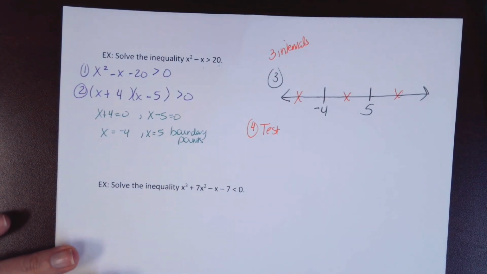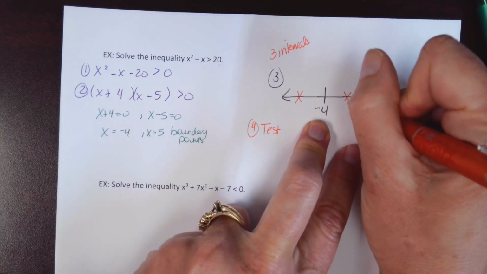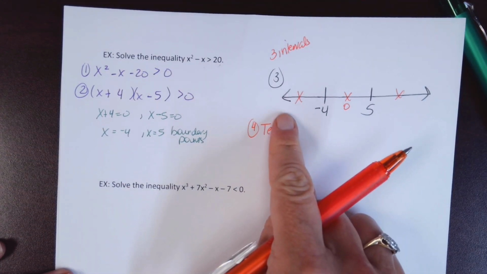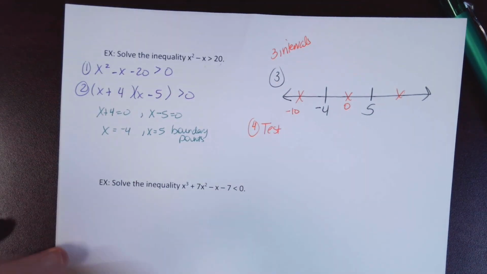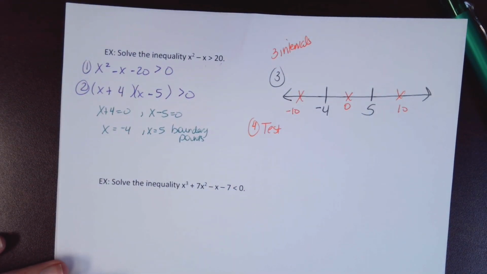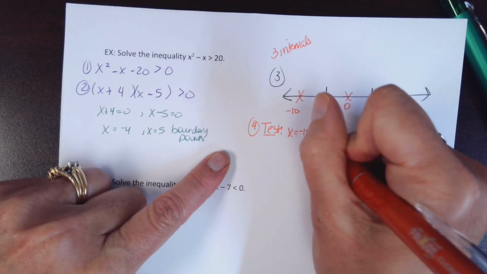So I pick a point inside the interval, not one of the boundary points. We're going to pick easy values. Between negative 4 and 5, I've got 0, so I'm going to test 0. Something big and easy over here, let's say negative 10. And then over here, let's do positive 10. I'm going to test first x equals negative 10.